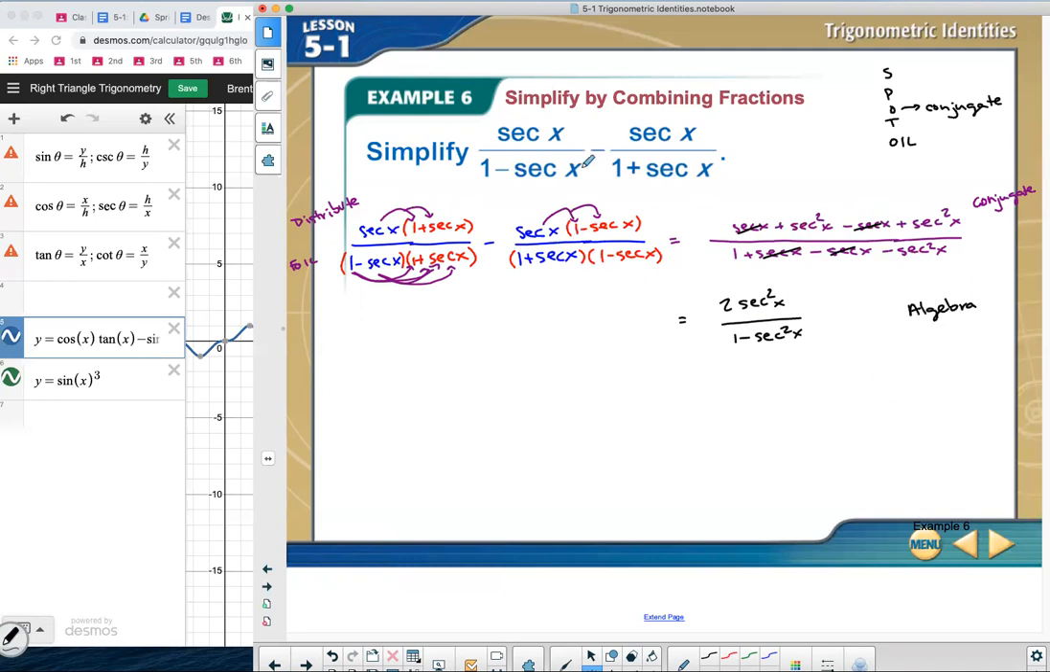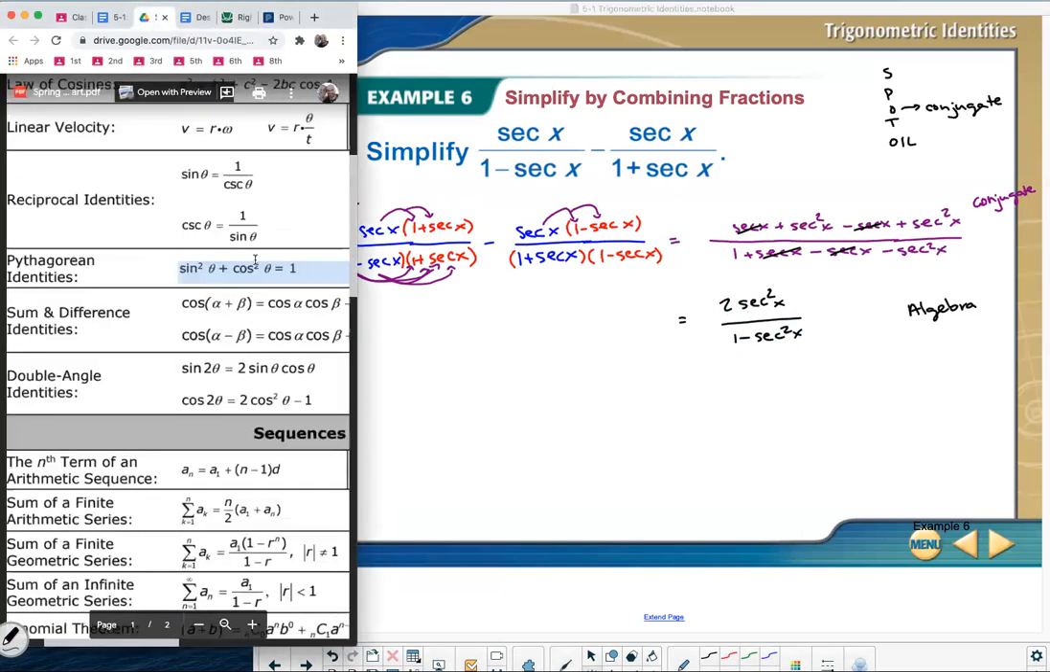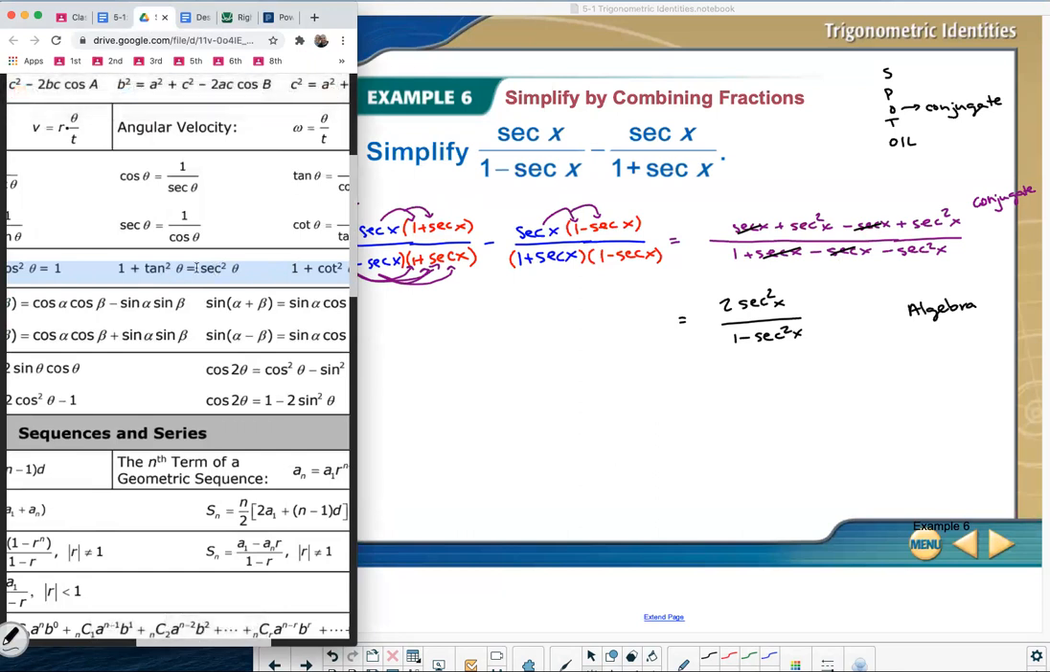Now, the point in doing a conjugate like this is anytime you apply a conjugate, you'll always end up with a Pythagorean identity. So I'm looking for 1 minus secant squared. Now, this one's a little bit trickier. So here's my secant squared. There's my 1. I would have to make it 1 minus secant squared, which means the secant squared would have to move to the left.